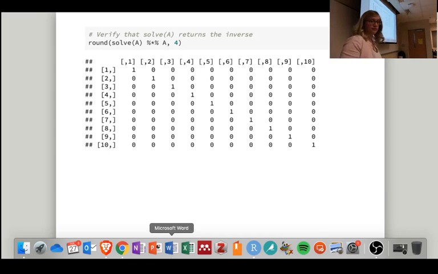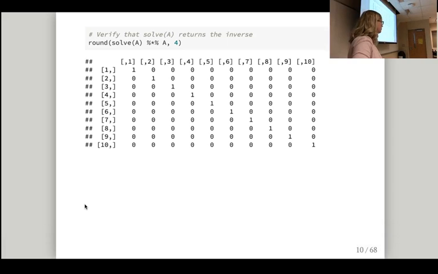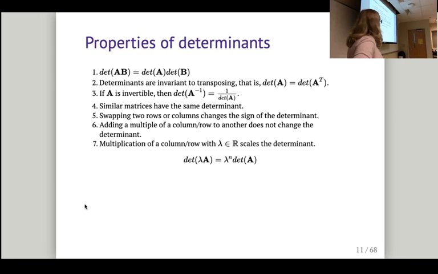Questions so far? What are some properties of determinants? Well, we can effectively factor the determinant. So if we want to find the determinant of a matrix A times B, well, we could just take the determinant of matrix A times the determinant of matrix B. And this expands, so we can multiply for 3 matrices, 4 matrices, and so on.